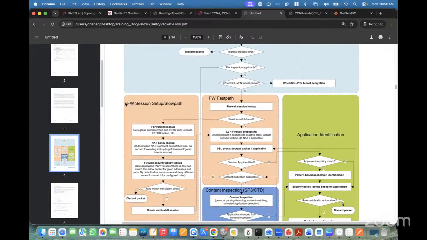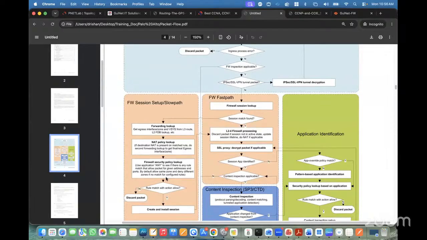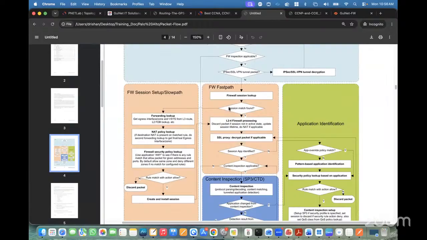One is the must-ask question: what is the difference between slow path and fast path? What is slow path? What is fast path? You should know the key difference. Slow path is basically used to create a session, when any packet lands on my firewall and I don't have a session. So slow path creates sessions, and it checks three parameters: routing, NAT policy, and the firewall security policy. If these all match, it will create a session.